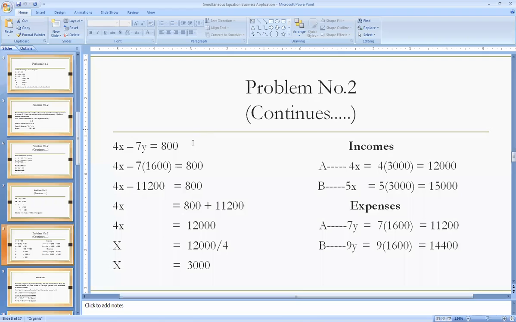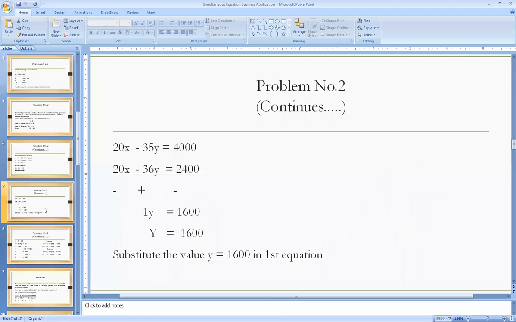Ma'am, one doubt, ma'am. Yes. Ma'am, how did that 1600 come, ma'am? How should we do that, ma'am? The 1600 is the confusion, ma'am. The difference between 4000 minus 2400. Did you follow this one?